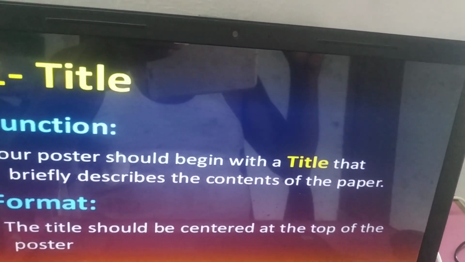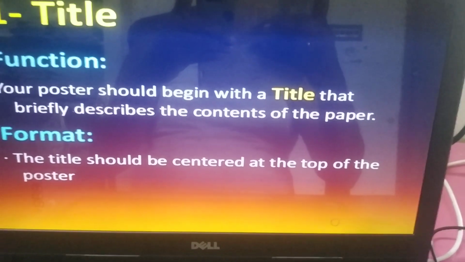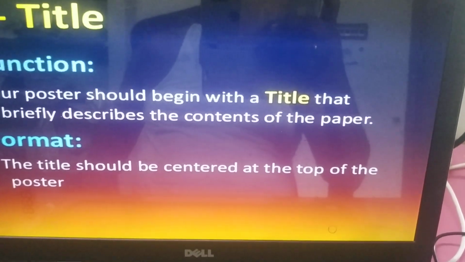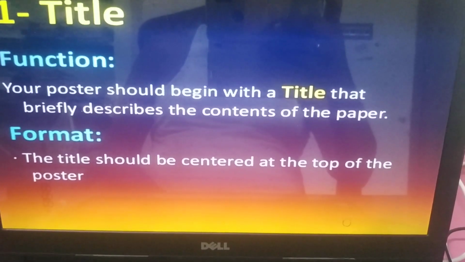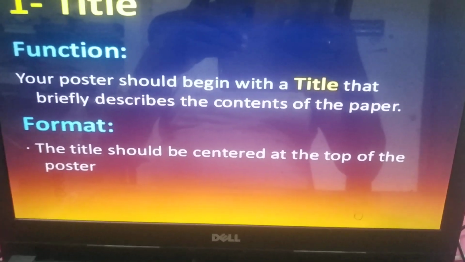But in scientific writing, the poster should begin with the title that briefly describes the content of the paper. That is very important. Format: the title should be concentrated at the top of the poster. I already mentioned, it should be at the top.